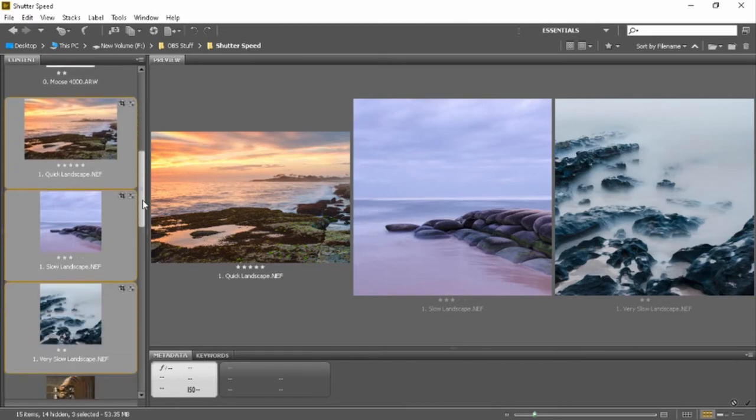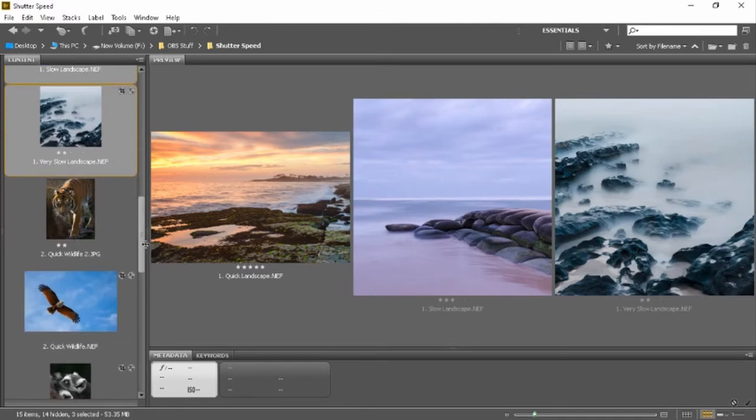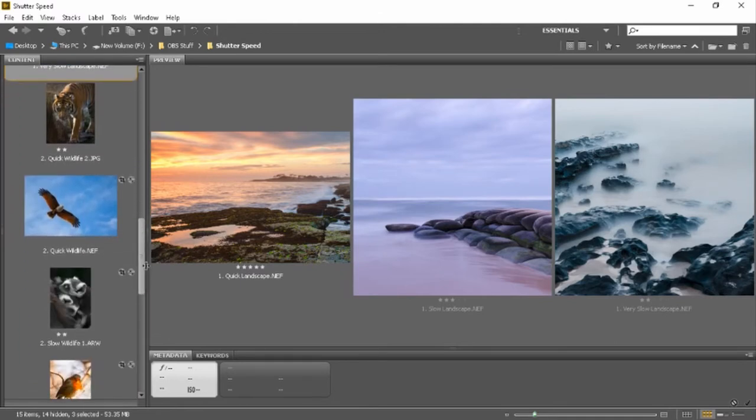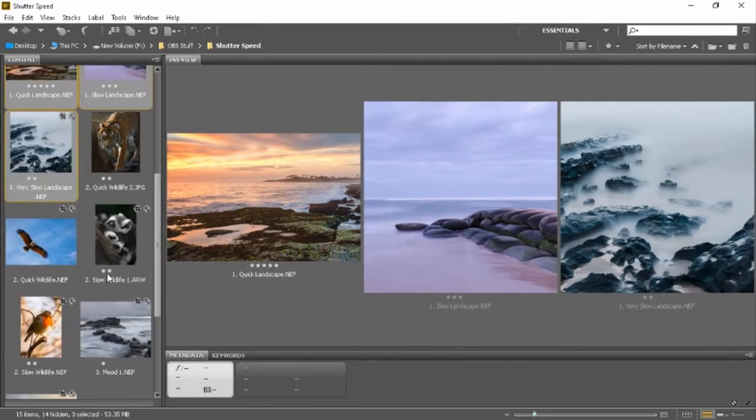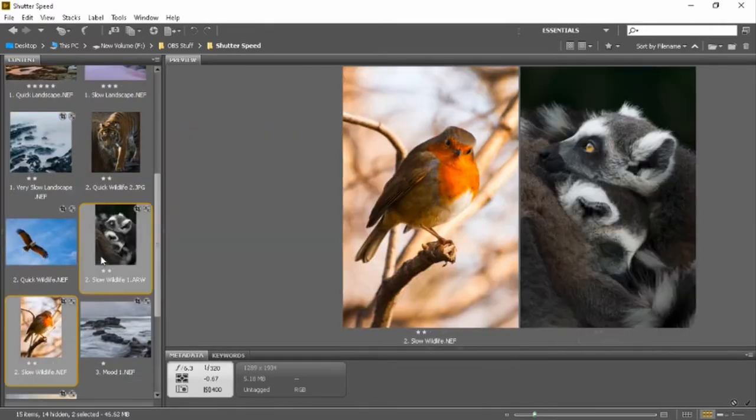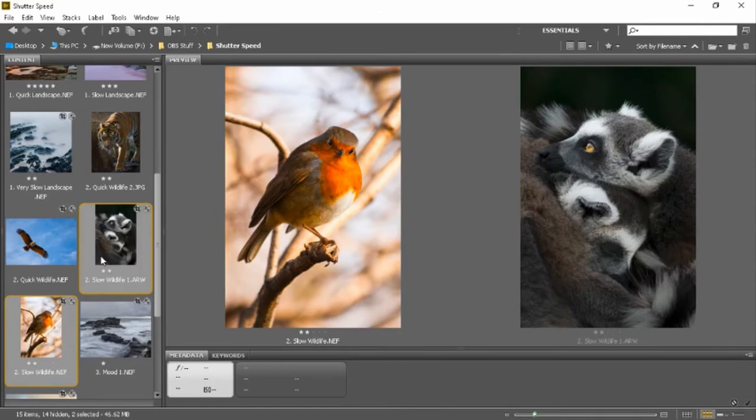All right, let's have a look at a quick subject now. So I've got some photos of quick wildlife and slow wildlife, though I'll talk a little bit more extensively about that in a second. Now, what I call slow wildlife is wildlife that's not really moving. So we've got an example here of a bird on a branch on the left-hand side and some lemurs, shot at one of our zoo walks, on the right-hand side, cuddling on the ground. They're not moving too quickly either.